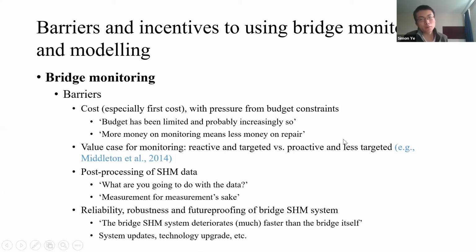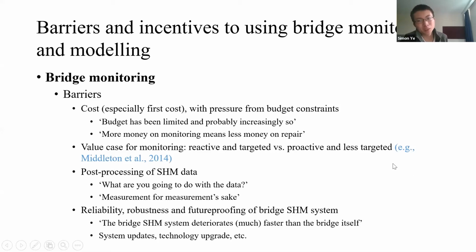Whereas for proactive and less targeted monitoring, you basically want to put some monitoring in to pick up any problem. But because it's less targeted, first of all, you probably need to put more sensors on the bridge because you are trying to pick up a lot of different problems. And the next one is that the bridge probably won't fail, so you don't know when the benefits are going to come up. If the bridge is not failing, then you're just putting sensors there to check if the bridge is working properly.